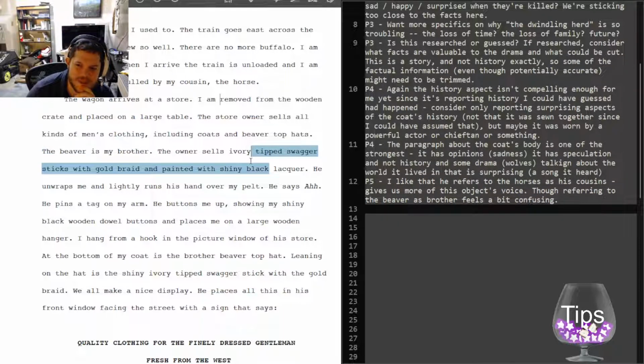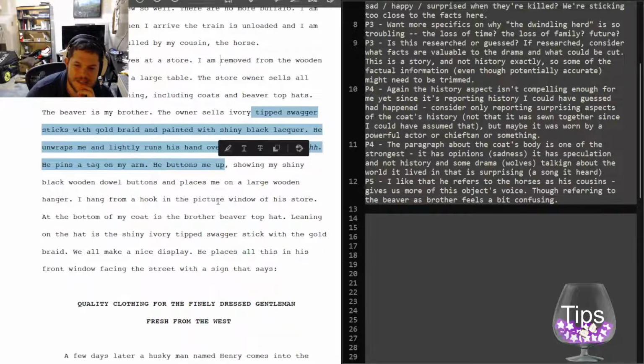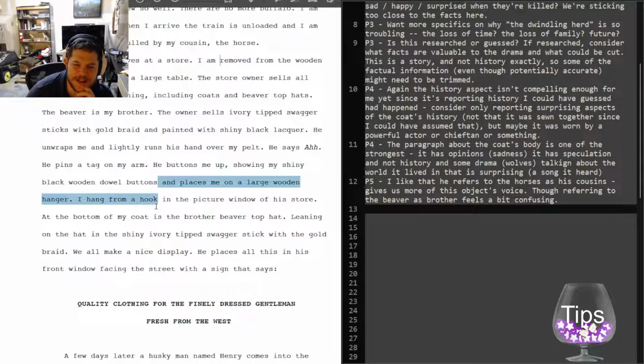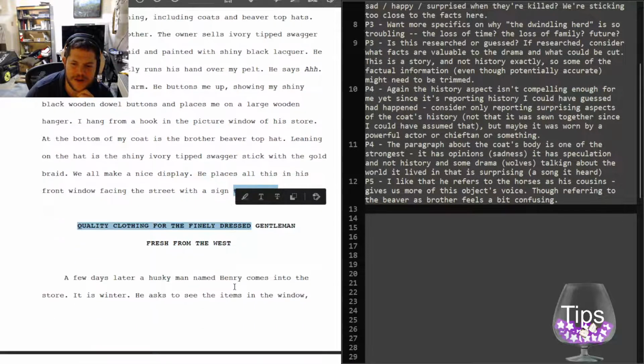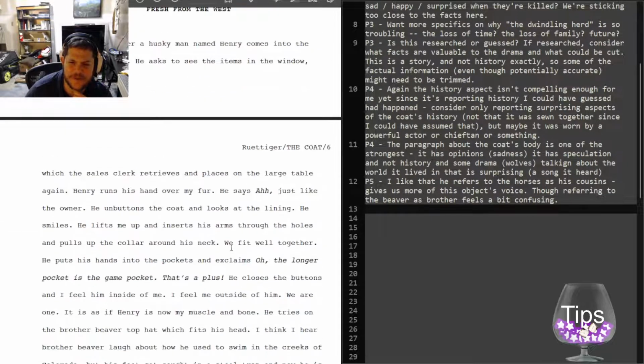Oversized ivory-tipped swagger sticks with gold braid and shiny black lacquer. Okay, showing my shiny black wool. I'll make a nice display for the front window. Quality clothing for a fine dressed gentleman from the West. A few days later, a husky man named Henry comes into the store. It is winter. He has to see the items in the window.